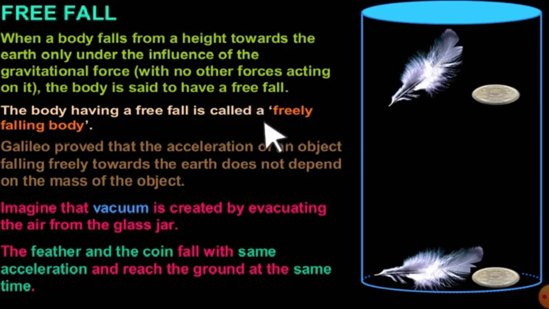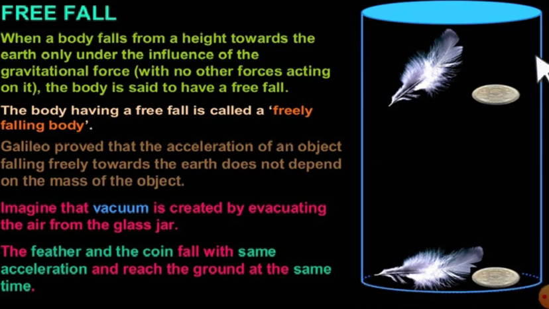And the object that is experiencing the free fall, we call it as free falling object or free falling body. Galileo proved that the acceleration of an object falling freely toward the earth doesn't depend upon the mass of the object. So to prove that, Galileo had already done that experiment at the leaning tower of Pisa. Now we can also do it in the same way.